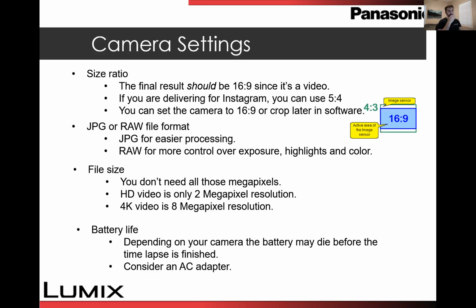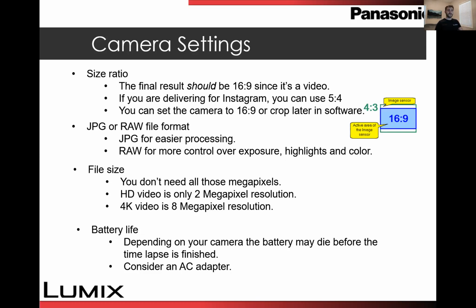But there are certain circumstances where you may want to capture the full image area that your camera can offer. So if you're in full frame, it's a 3:2 aspect ratio. If you're in our Micro Four Thirds cameras, it's a 4:3 aspect ratio. And if you have a 1-inch sensor camera, those are typically in a 3:2 aspect ratio as well.